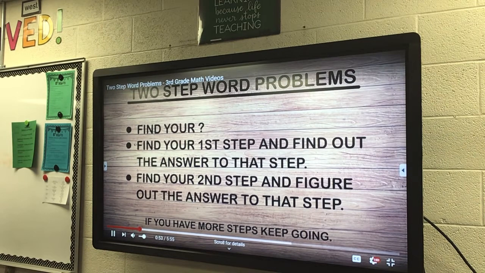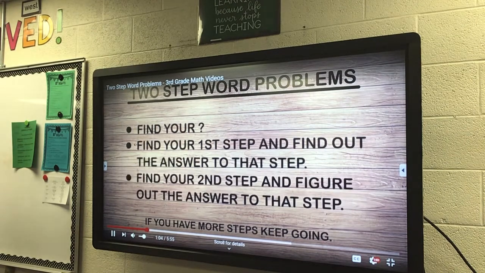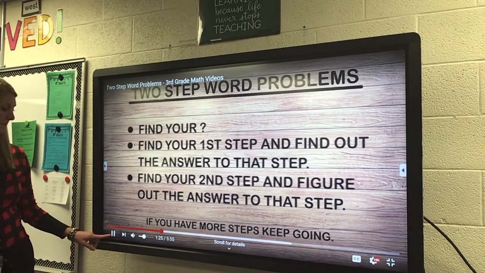After you know what the question is, you find your first step or first part to solve and figure out the answer to that step. Once you have that answer, you then move on to find your second step and figure out the answer to that step. Many times you'll need the answer from the first step to solve the second step. Usually, this will be the last thing you need to do in a two-step problem. Some word problems have more steps, and if they do, just keep solving the steps until you get the answer to the question in the problem. Now that we have that out of the way, it's time to bring in some word problems.